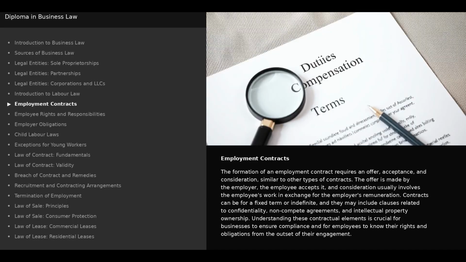The formation of an employment contract requires an offer, acceptance, and consideration, similar to other types of contracts. The offer is made by the employer, the employee accepts it, and consideration usually involves the employee's work in exchange for the employer's remuneration. Contracts can be for a fixed term or indefinite, and they may include clauses related to confidentiality, non-compete agreements, and intellectual property ownership. Understanding these contractual elements is crucial for businesses to ensure compliance and for employees to know their rights and obligations from the outset of their engagement.